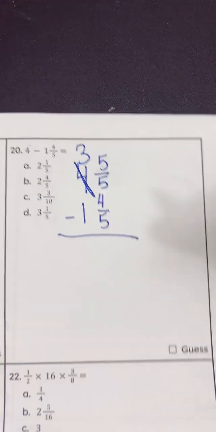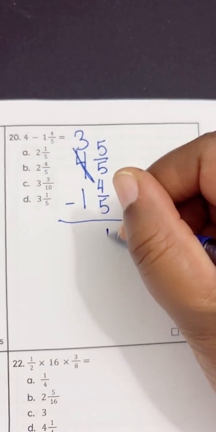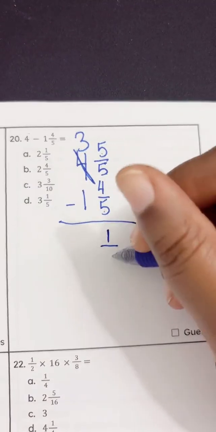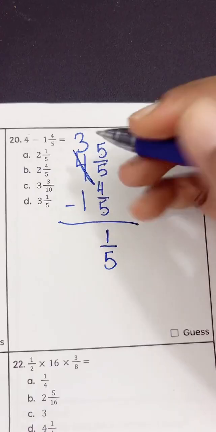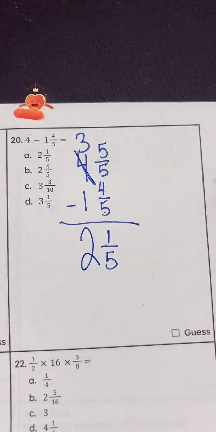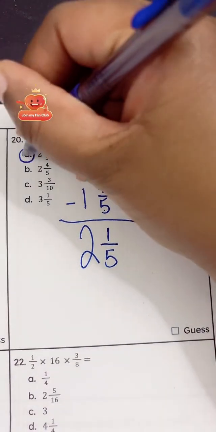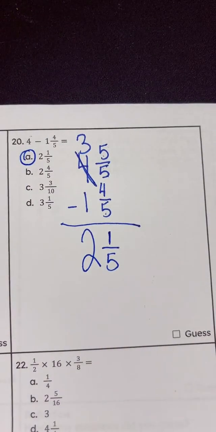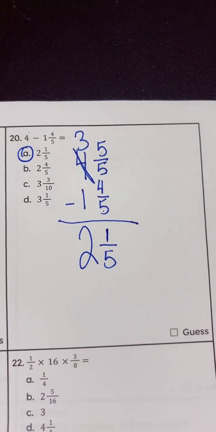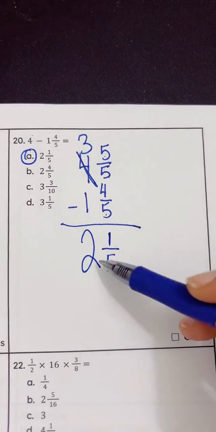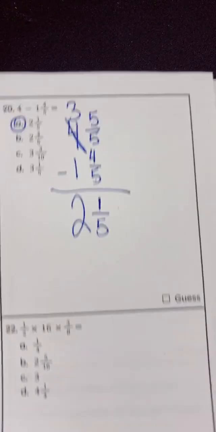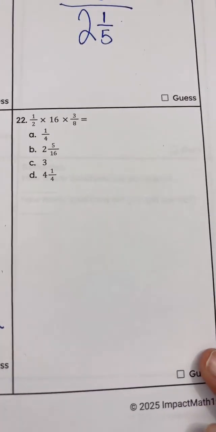5 minus 4 is 1. Denominator stays the same. 3 minus 1 is 2. Yep. And A is going to be our answer. Thank you, Walking Light, for grabbing your heart. So A is our answer. Perfect. Thank you, Patricia, for the rose.